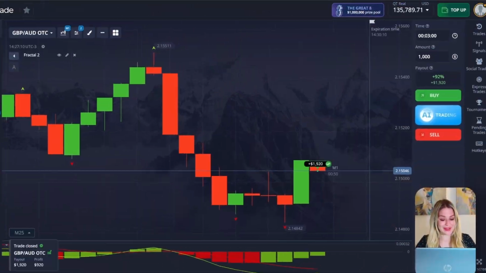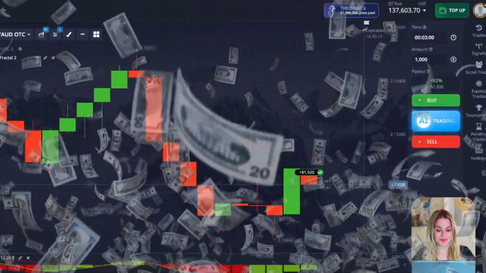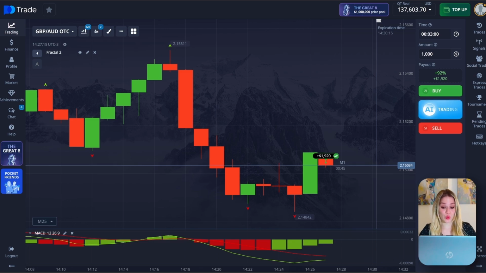The trade is closed and closed in plus $920. No price reversals were observed. The price went quite far from the initial entry point, and the trade also closed on a green candle. Let's move on.